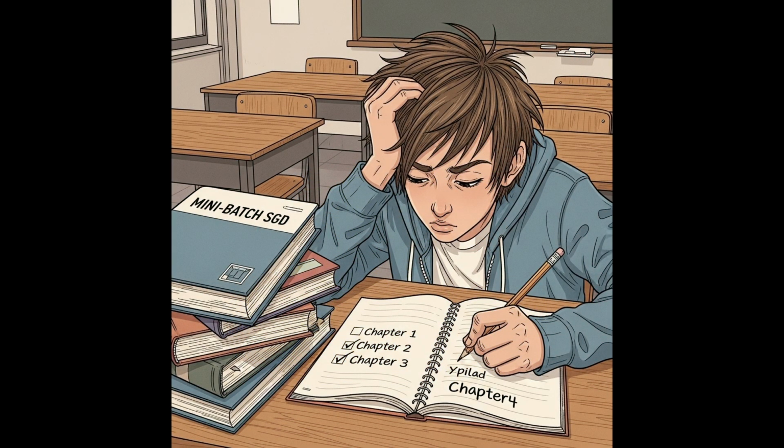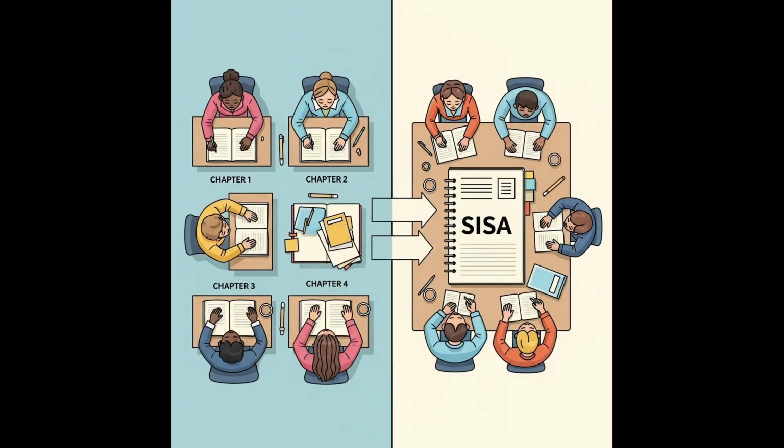Part 4. SISA versus mini-batch SGD. Some of you ML folks might be thinking, wait, isn't this like mini-batch SGD? Mini-batch SGD is like learning in chunks. You take small portions of the dataset, update the memory, weights, and move on. But in SISA, each shard is trained independently and only combined later.